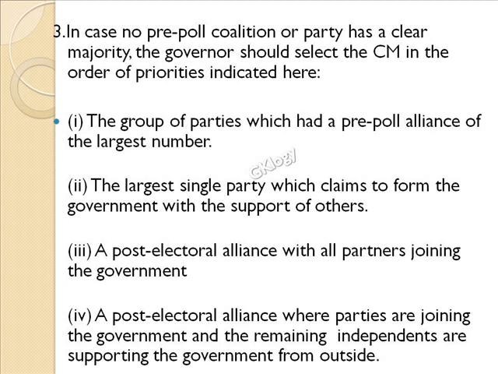The second preference has to be given to the single political party which claims to form the government with the support of other parties. Third preference is to be given to the post-electoral alliance. That means when the election results are out and there is a situation of hung parliament, and two or more political parties join hands together to form the government, the third preference has to be given to that alliance by the governor of the state. And the fourth step would be the post-electoral alliance where the parties are not joining the government and remain independent, but support the government from outside.